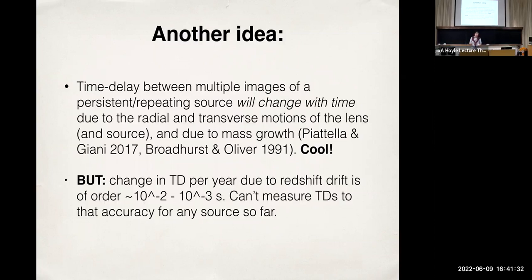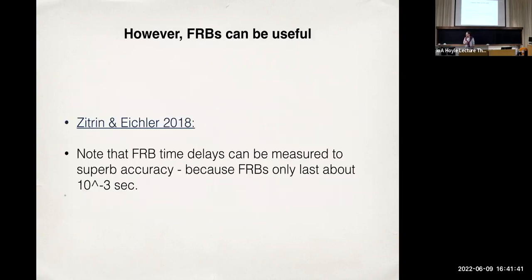But you cannot measure the change in time delay. It's too slow. It's 10 to the minus 3 seconds. But now we have a source that can do that, right? FRBs are of order millisecond. So with FRBs, or a lensed FRB, where you need a repeating FRB to be lensed, you could measure dz to dt. Okay, that was our paper.